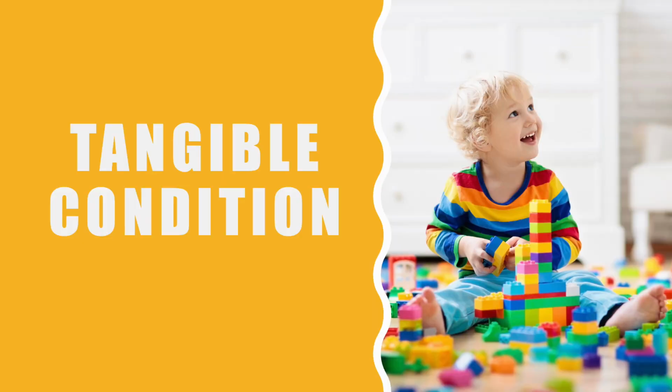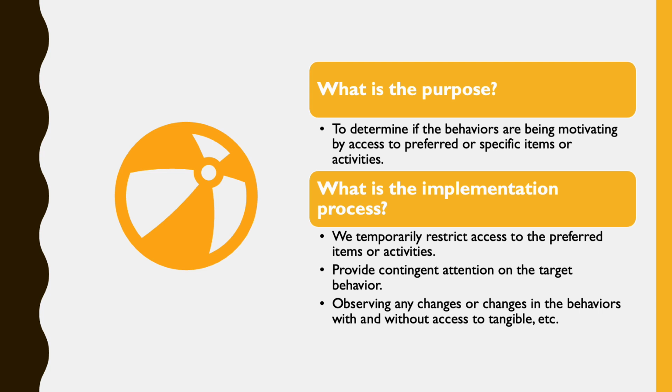Next, we have the tangible condition, which is the last of our conditions. The purpose of this condition is to determine if the behaviors are being motivated by access to preferred or specific items or activities. In implementation, we temporarily restrict access to the preferred items or activities and provide contingent attention on the target behavior. We then observe any changes in the behaviors with and without access to the tangible item.